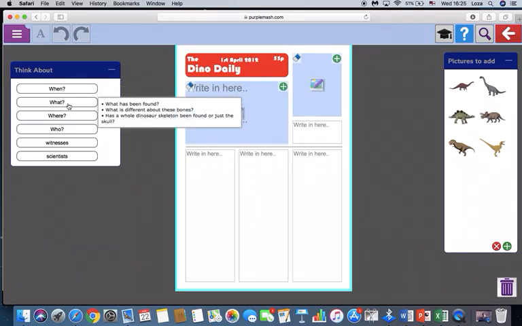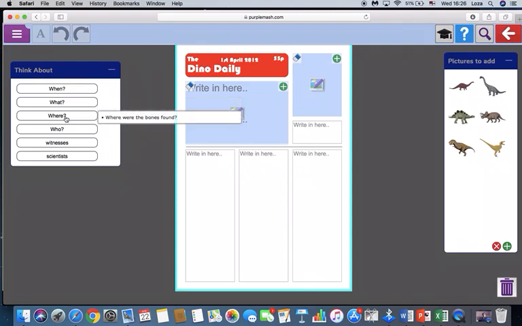And if we move to the second word, the second question, what? What has been found? What is different about these bones? Well, we could think of what as being a new topic, because you would be then talking about the bones that have been found. Do they belong to a certain type of dinosaur?